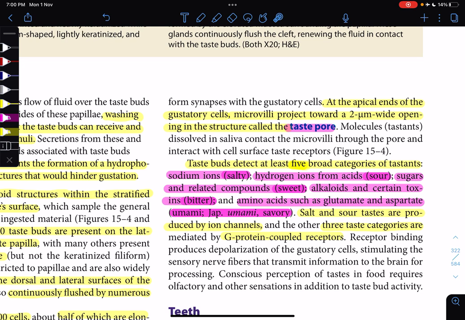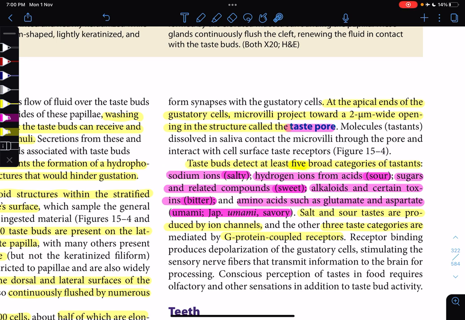So a taste pore is an opening about 2 micrometers wide, and the molecules, the tastants, dissolved in saliva contact the microvilli through the pore and interact with the cell surface taste receptors. So to taste a molecule, once it's dissolved in the saliva, it contacts the microvilli through the taste pore, so the receptors come to that site, and we taste, because we have different receptors for different tastes.